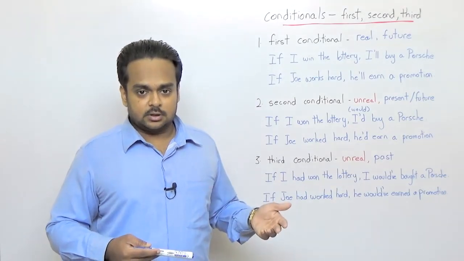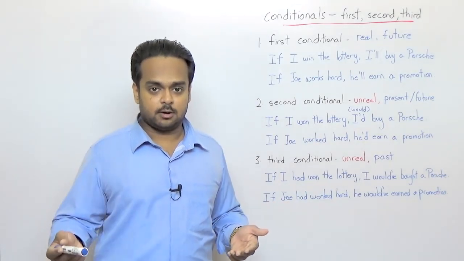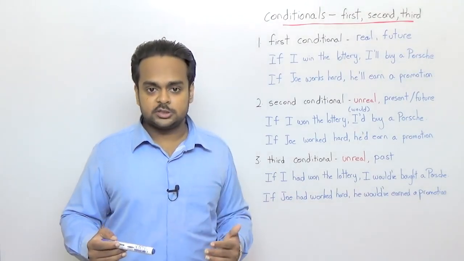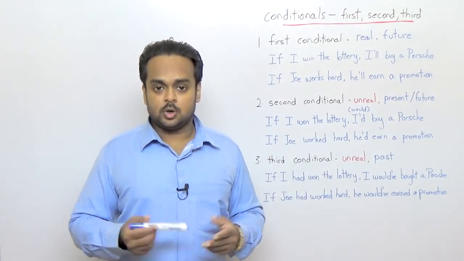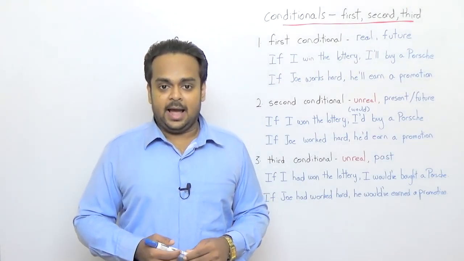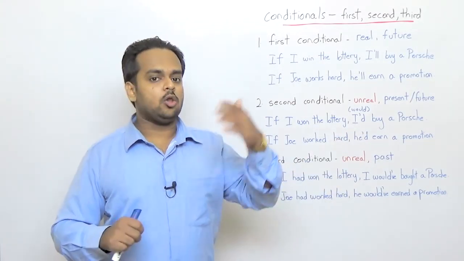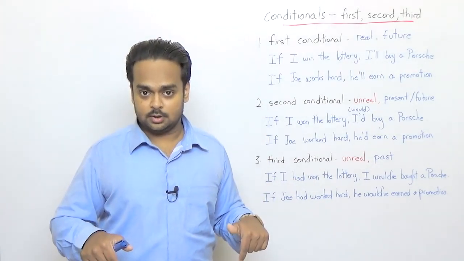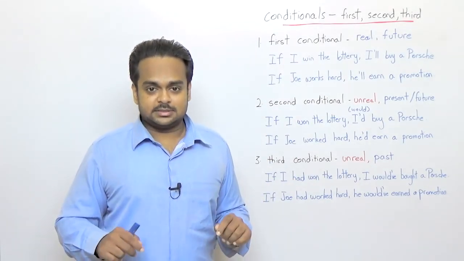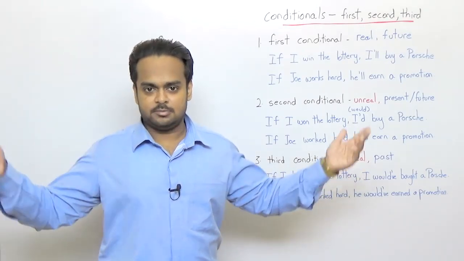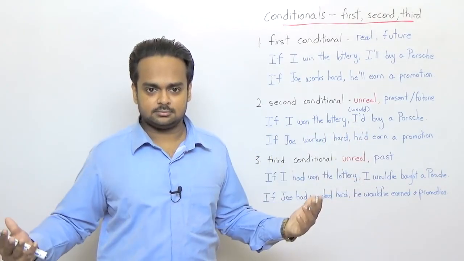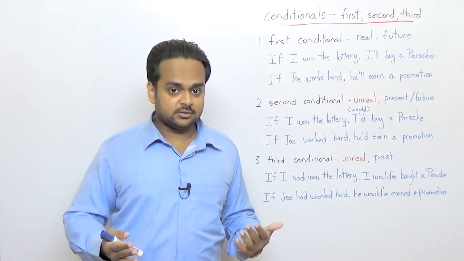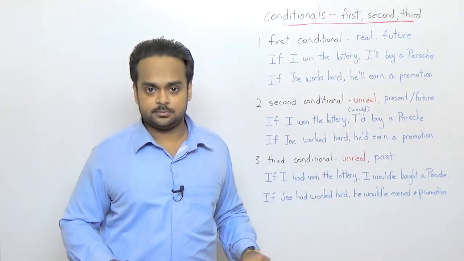Both of these sentences talk about situations in the future, but we can also use the second conditional to talk about imaginary or unreal situations in the present. So I could say, if I had wings, I would fly all over the world. I'm not talking about the future. I'm talking about right now. But also notice that this is not possible. It's not possible for me to get wings or grow wings. But I'm imagining an unreal situation. If I had wings, I would fly all over the world.